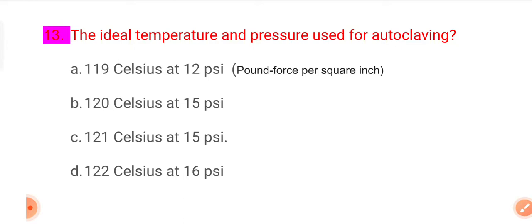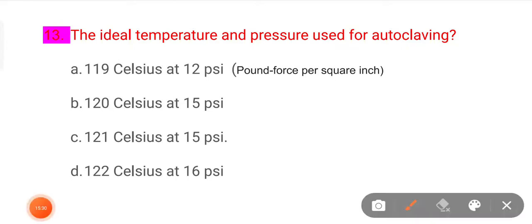Option B, 120 Celsius at 15 PSI. Option C, 121 Celsius at 15 PSI. Option D, 122 Celsius at 16 PSI. The right option is option C, that is 121 Celsius at 15 PSI.